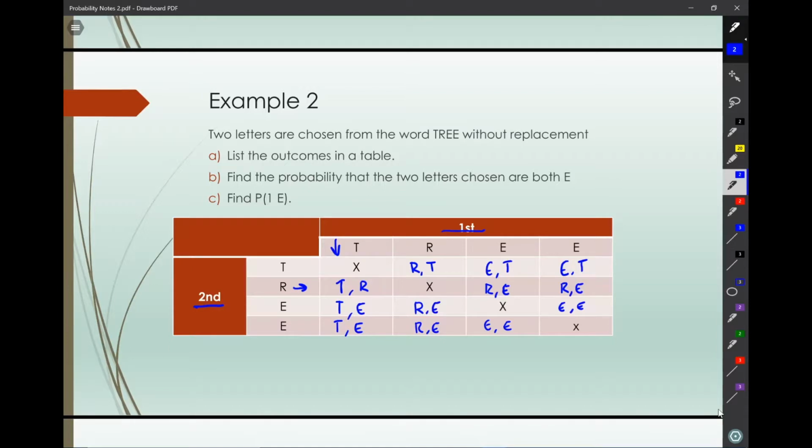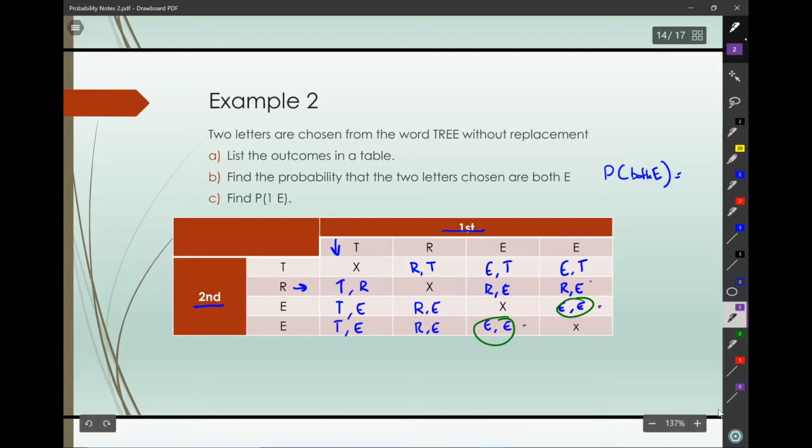Okay, now let's do some probabilities. Probability of both letters being E. So of these options, there are two where both the letters are E. And now we can count up 1, 2, 3, 4, 5, 6, 7, 8, 9, 10, 11, 12. There are 12 possible options. So the probability of both being E is 2 over 12 or 1 over 6.